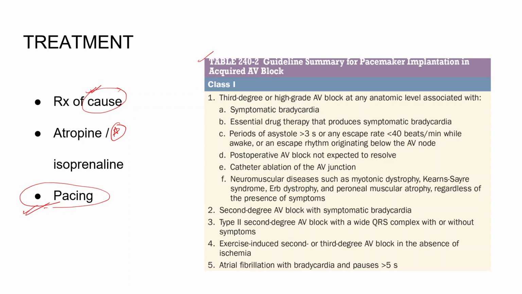Okay, these are the tables from Harrison that give the recommendations for pacemaker implantation in cases of acquired AV blocks. These are slightly difficult to remember. So if you want to remember, at least remember the class 1 indications. How I remember is whenever it is symptomatic, you have to go for pacing. That is one point you have to remember. If you want to remember in detail, you can remember all these points, but it is very difficult, so that's why I put the image here. If you want to read it, you can read and remember. These are the class 1 indications.